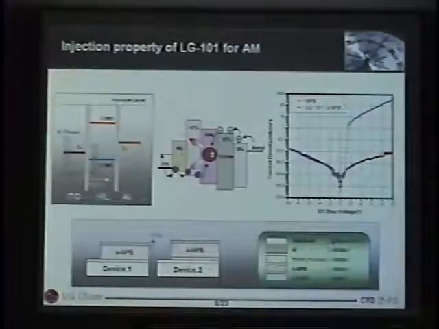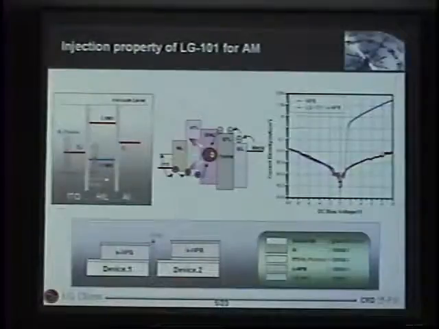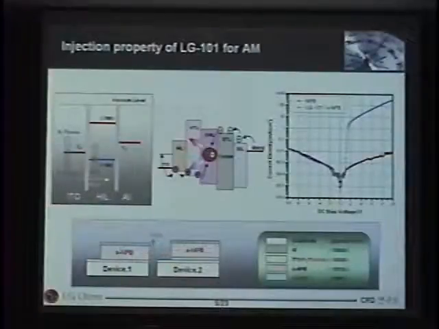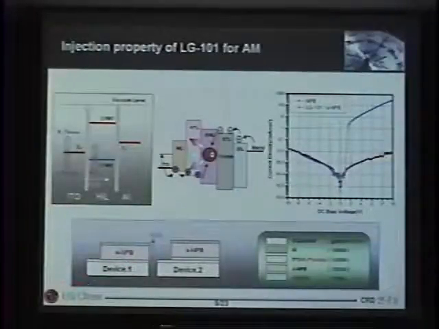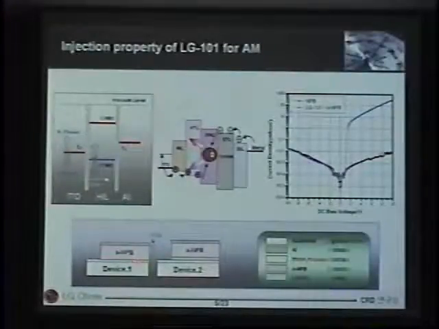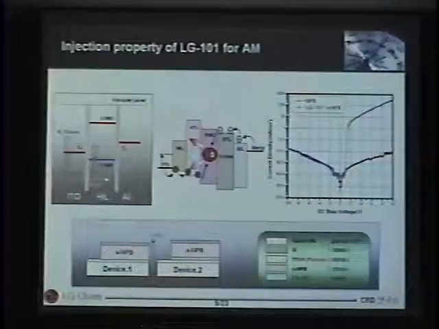This shows a very interesting injection ability of LG101 for active matrix displays. We made some single layer devices. We use ITO and just the arylamine type NPB as a single layer, and we induced just single carriers, here the holes. When we apply the voltage, the holes should be injected into the NPB and the positive current should flow.